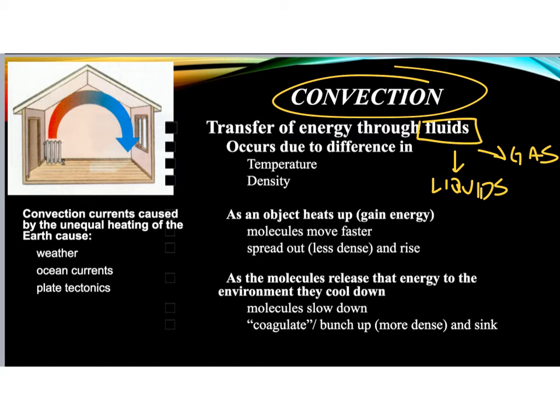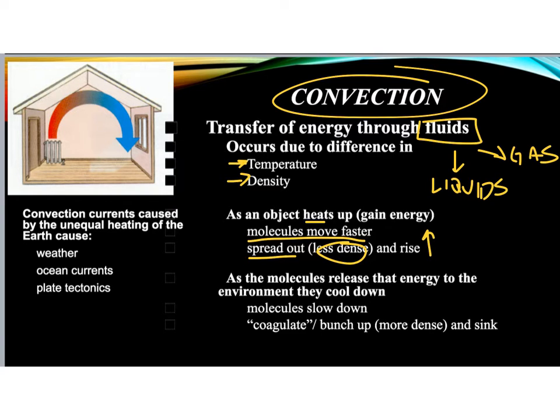Convection occurs due to a change in temperature, or a difference in temperature, leading to a difference in the density of the substance. As an object heats up, it's gaining energy, and these molecules move faster, start to spread out, and become less dense, and they're going to rise to the surface.